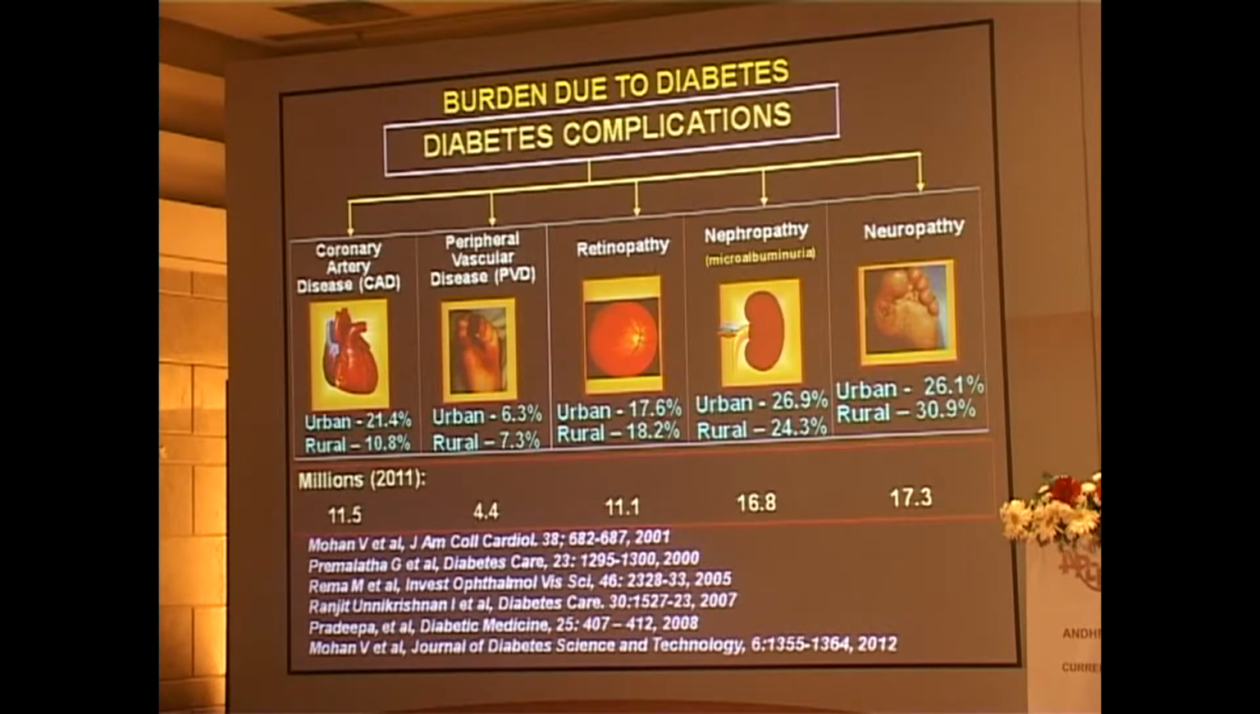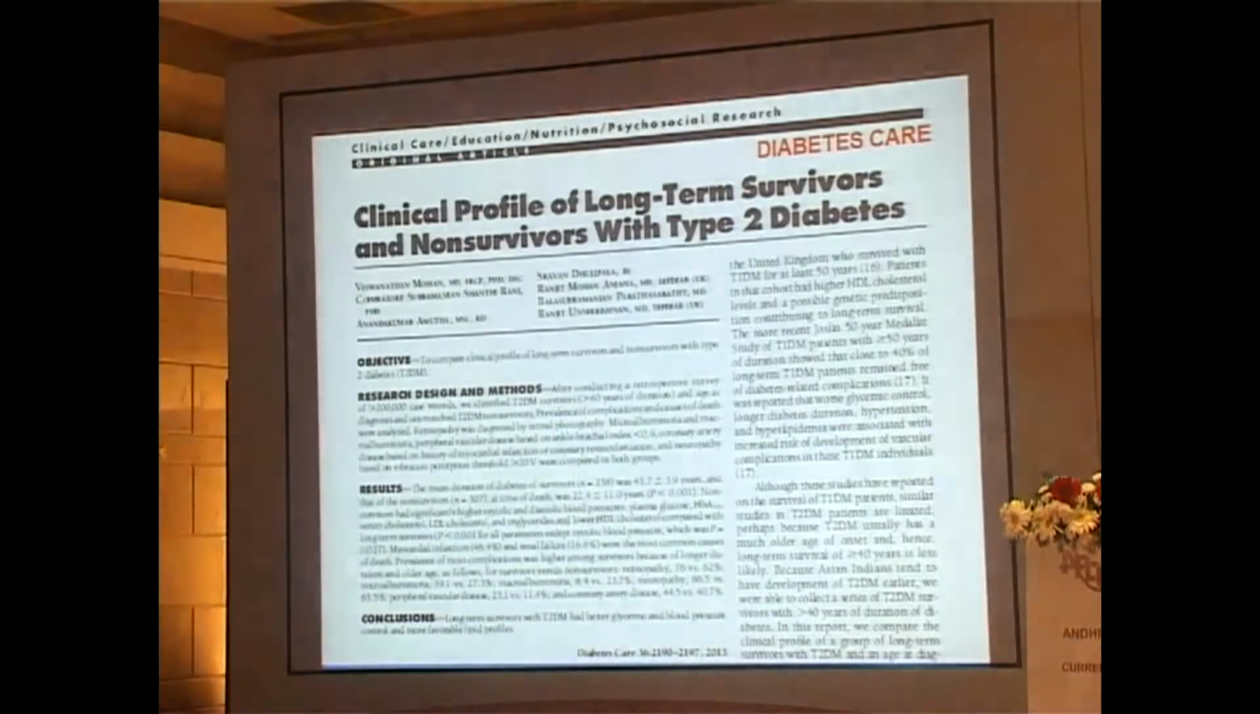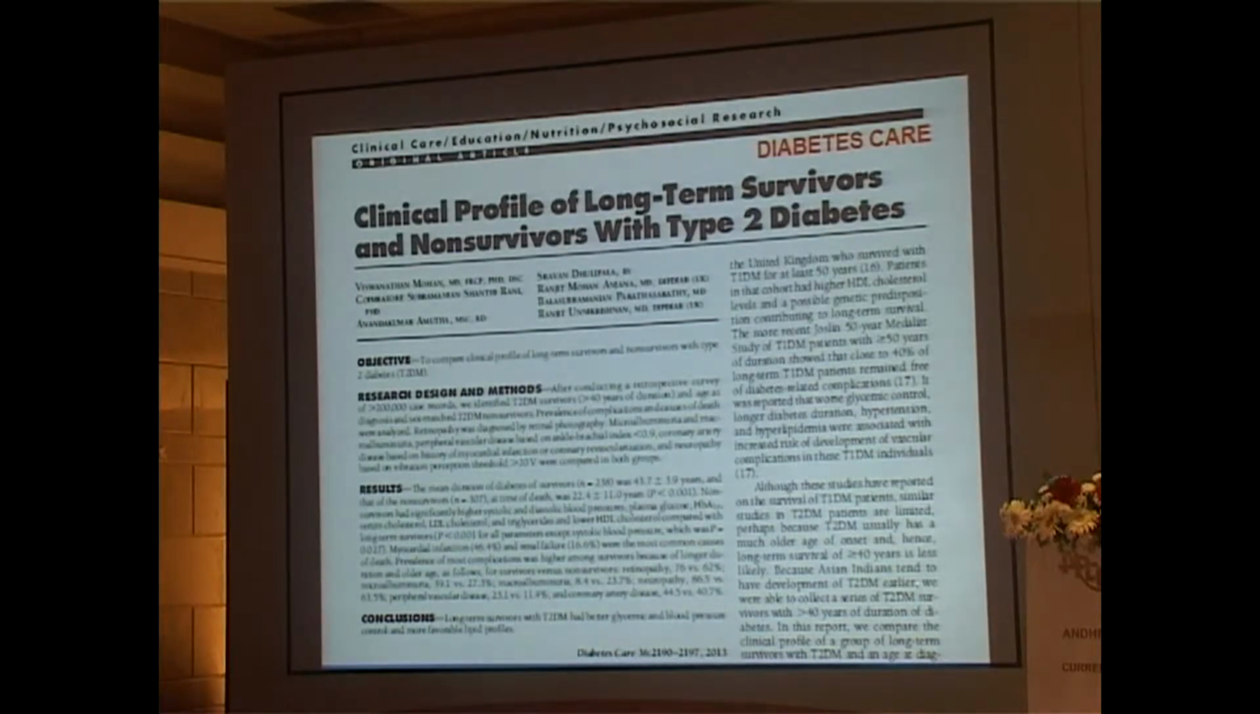And we heard from the talks by Usha Sriram and others who spoke before me that metabolic memory leads to these complications, and it's only tight control of diabetes which can prevent it. The good news is that this is again the first paper in the world, to my knowledge, the only paper in the world published so far, on long-term survivors with type 2 diabetes.